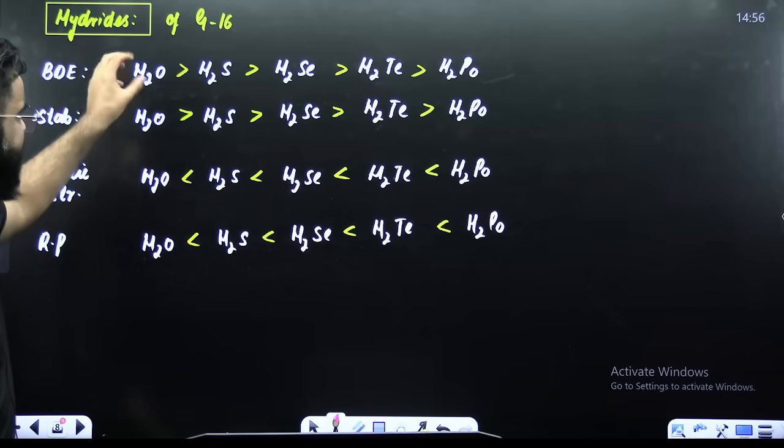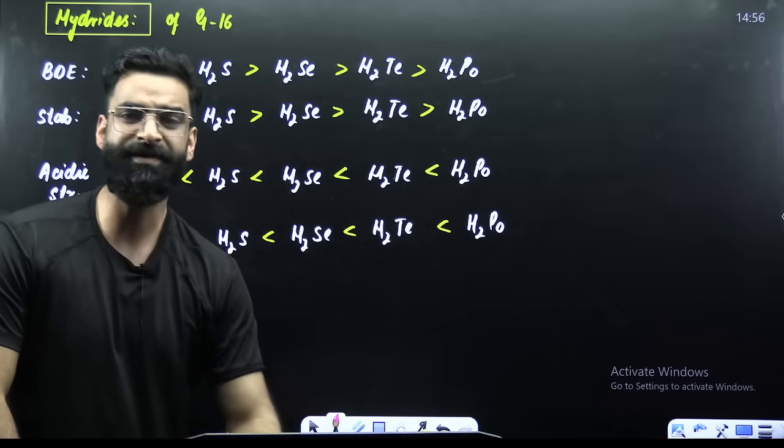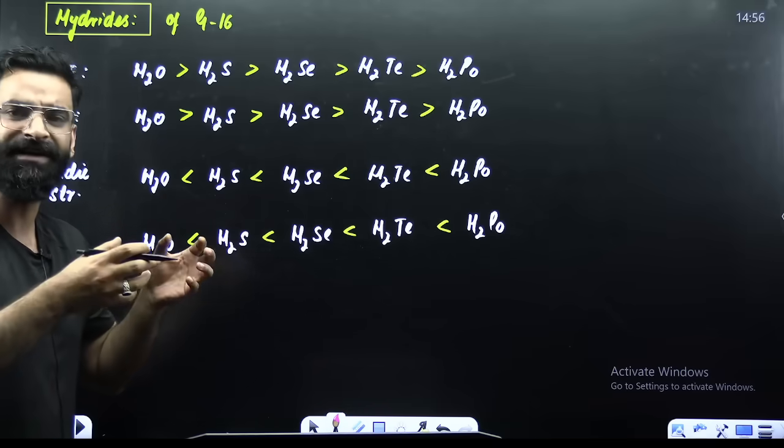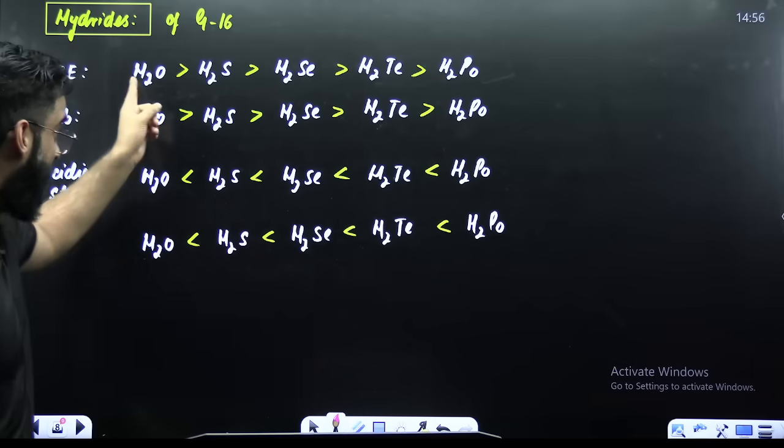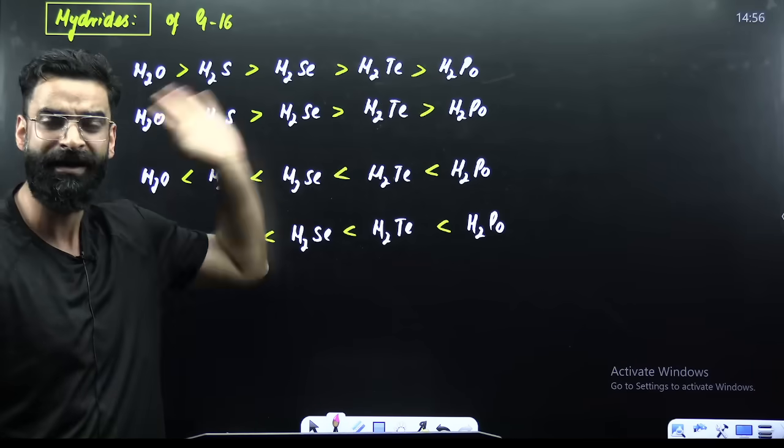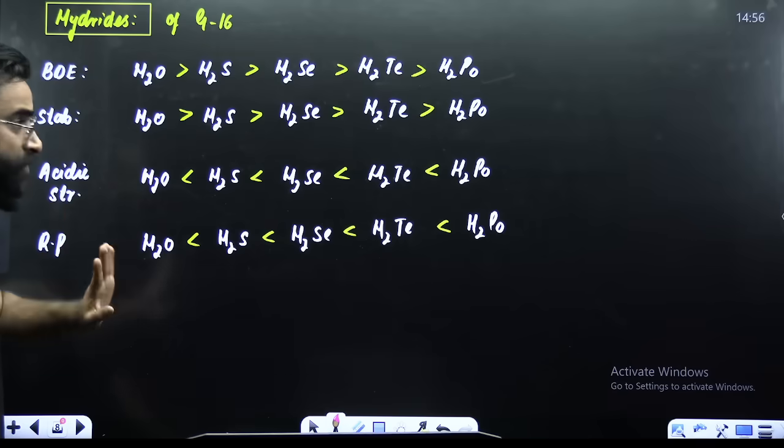Why is that? Because down the group, size increases, correct? More the size of the atoms, lesser is going to be the bond dissociation energy. So down the group, when it comes to the hydrides of group 16, bond dissociation energy decreases. No exception in that.